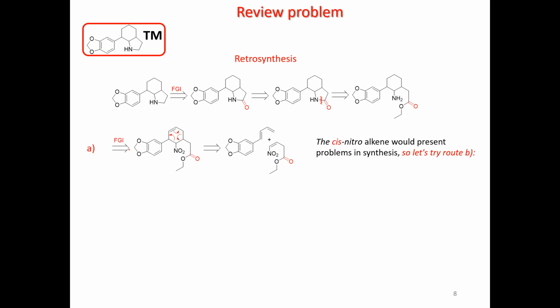The cis-nitro alkene will present a potential problem. Remember, you also need to form it. You can put a double bond wherever you need, but again, you need to then form it. You need to convince me that you can form the double bond exactly the same way and with the exact same stereochemistry.